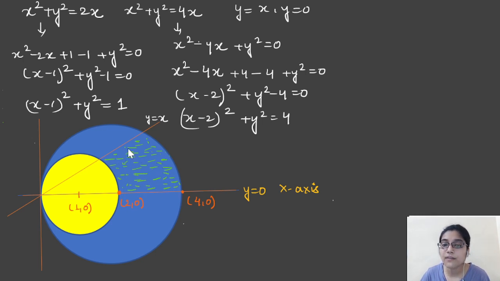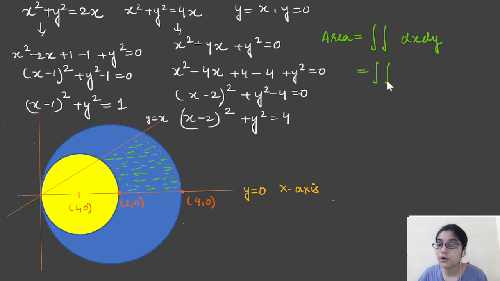Now we have to find the limits. The formula for the area is ∬ dx dy, but it will be very difficult for us to find it with the help of the Cartesian form. So we will transform it into polar form.